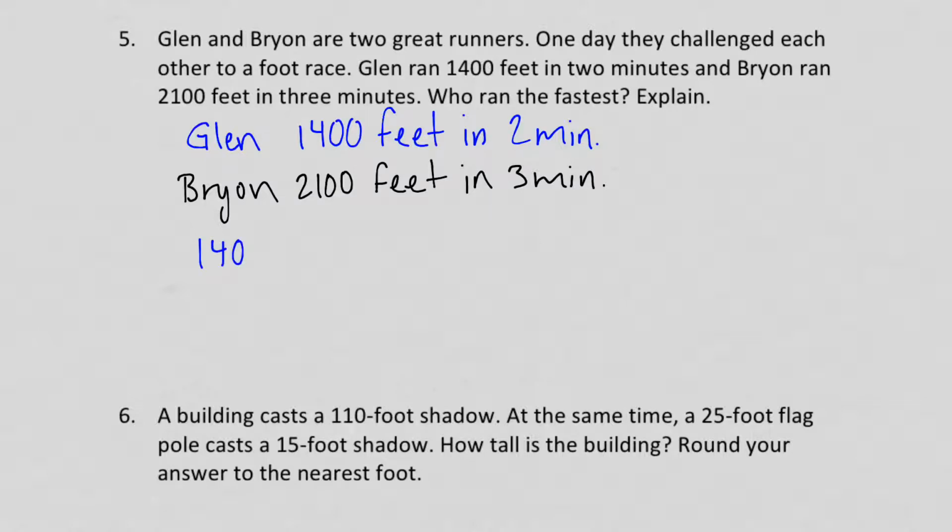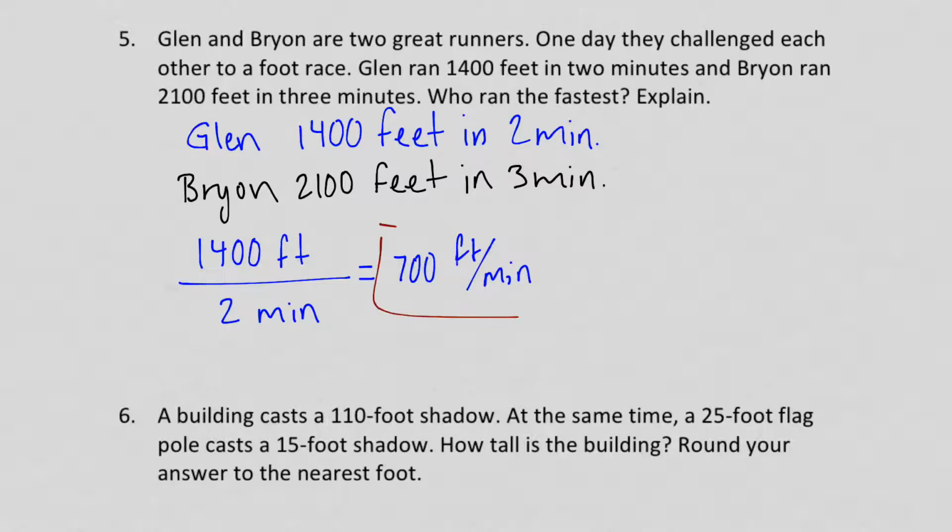1,400 feet in 2 minutes. I need to simplify that for the unit rate. Remember, unit rate is when the denominator is 1. I want to make that as simple as possible. So 1,400 divided by 2 is 700. He's running 700 feet per minute. That is Glenn. Brian is 2,100 feet in 3 minutes.